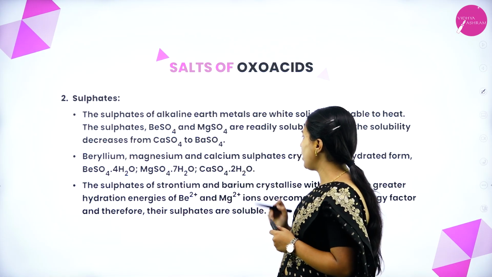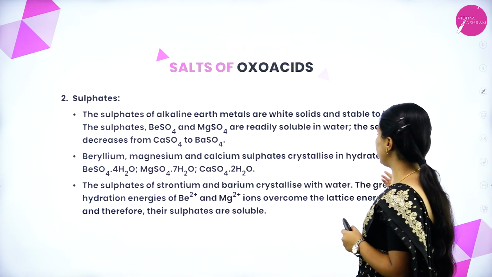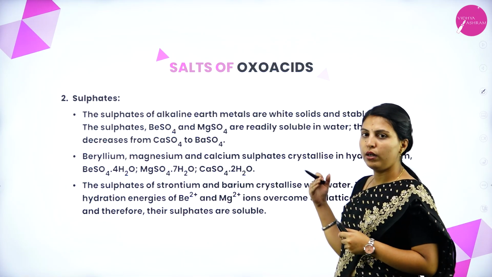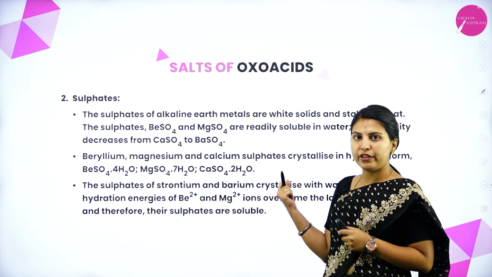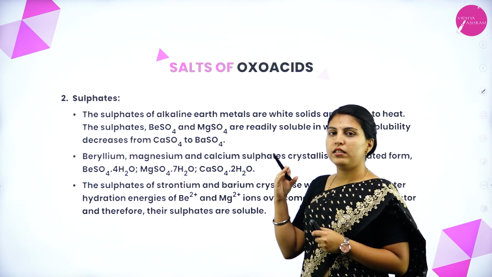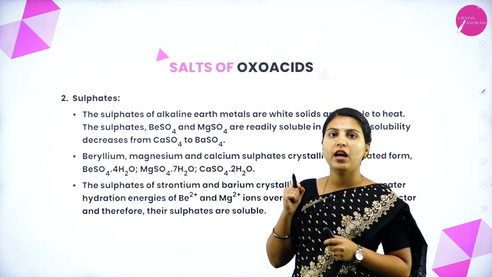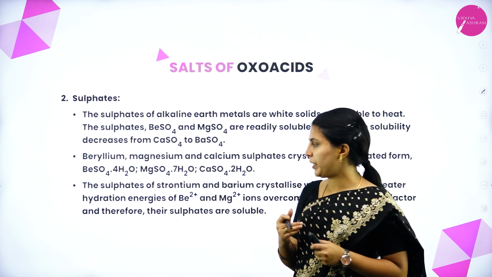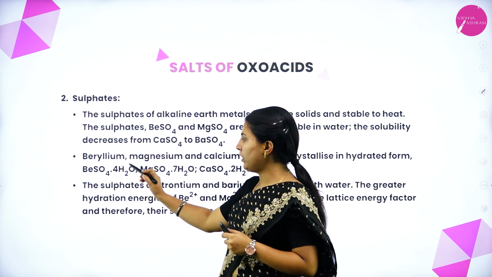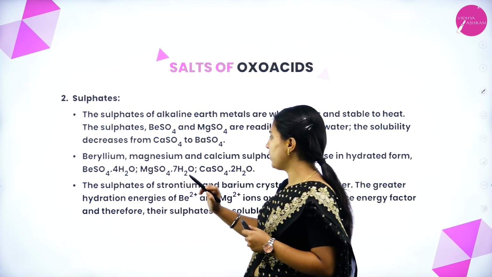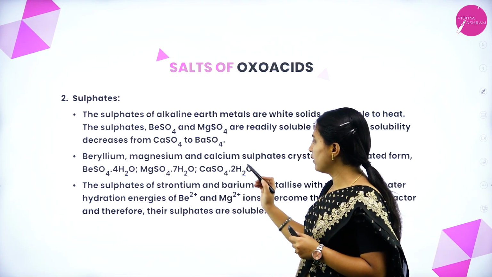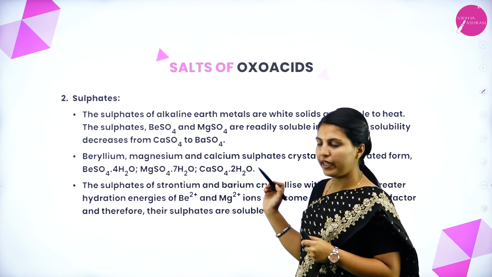Beryllium, magnesium and calcium sulfates crystallize in hydrated form. How will they be present in hydrated form? These three sulfates crystallize in the hydrated form. See here, beryllium sulfate tetrahydrate, this is magnesium sulfate heptahydrate, this is calcium sulfate dihydrate.